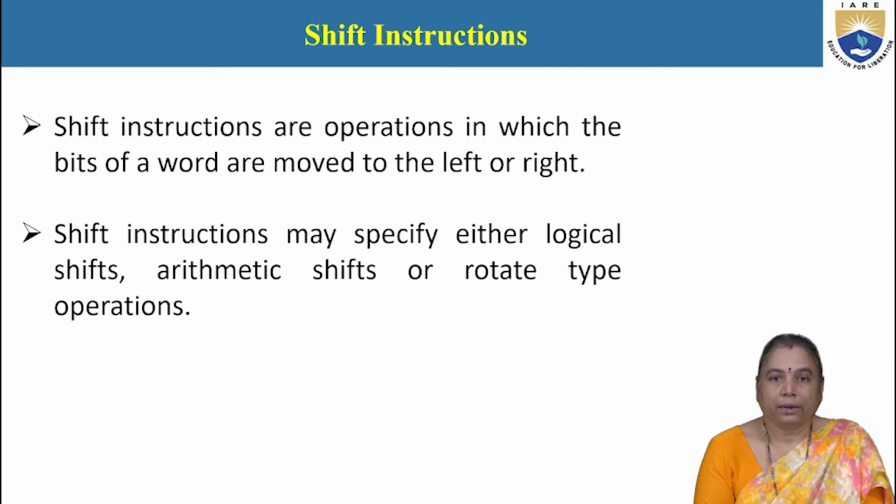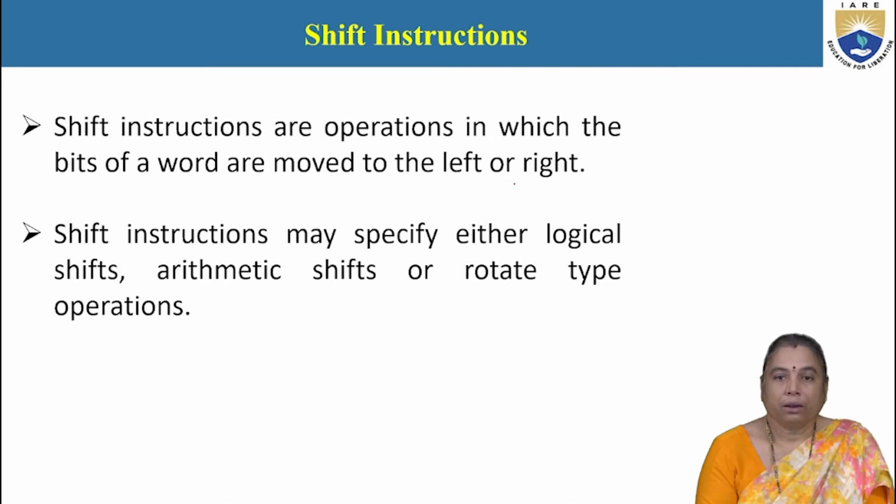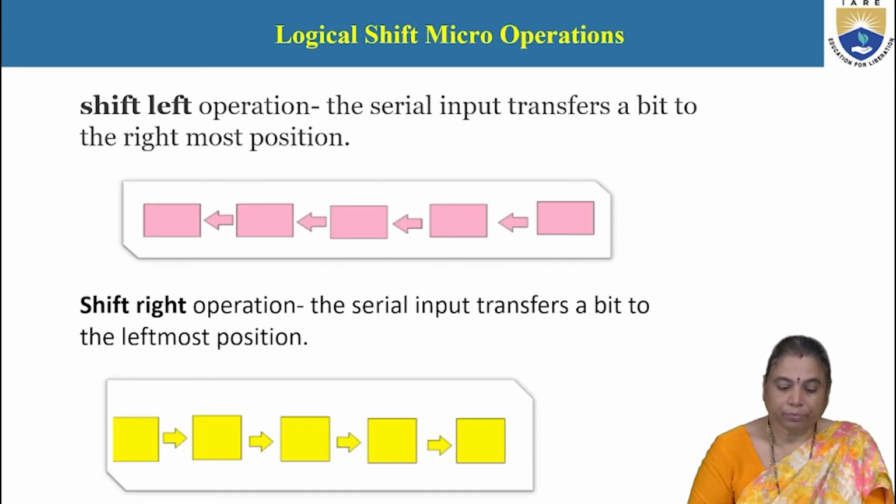The third category is the shift instructions. Shift instructions are operations in which the bits of a word are moved to the left or right. Shift instructions may specify either logical shift, arithmetic shift, or rotate type of operations. So majorly 3 categories are there in the shift instructions.